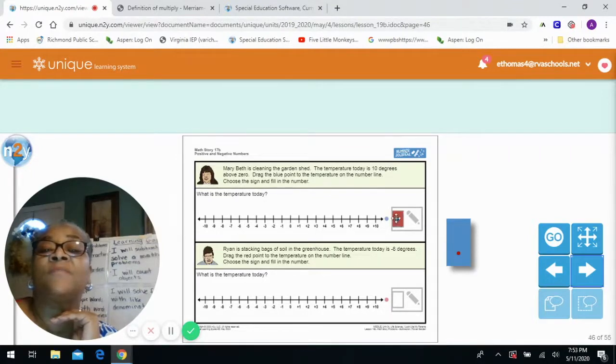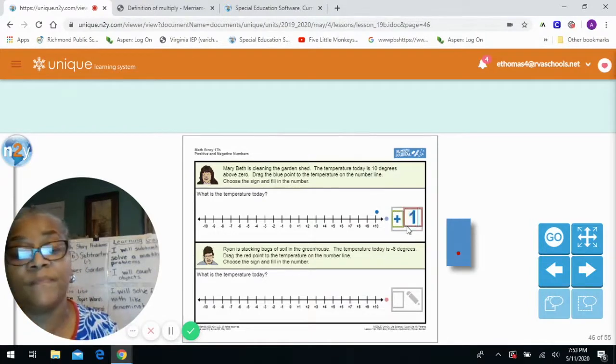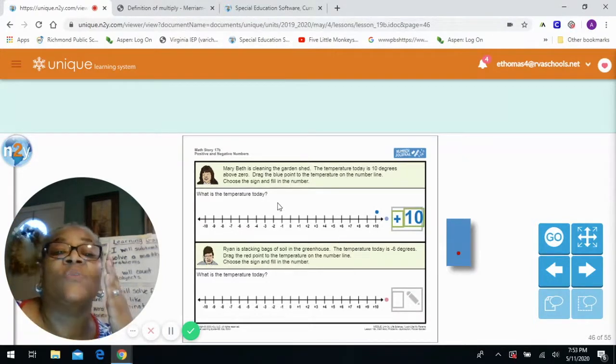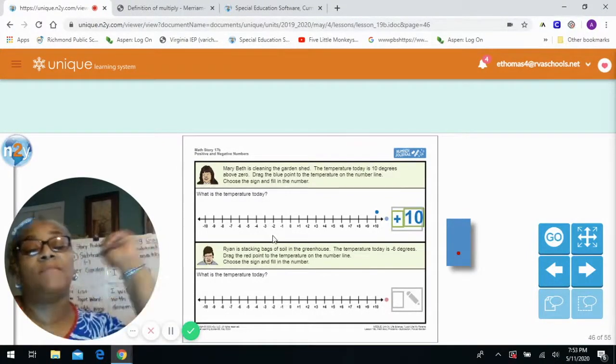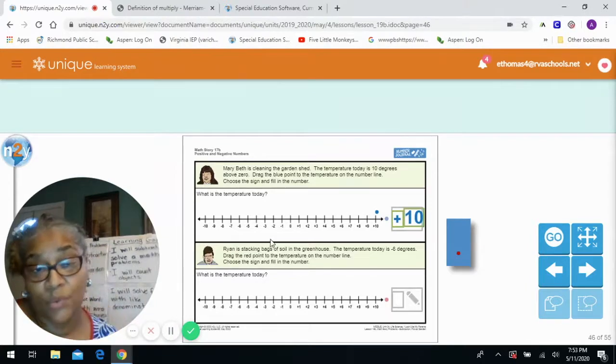Okay. Let's see. Are we getting this one right? Yes. So that's the number. Uh-oh. Gotta keep putting it in there. All right. That didn't say O, that said above. So anything above 0 would be a positive. Below 0 would be the negative.